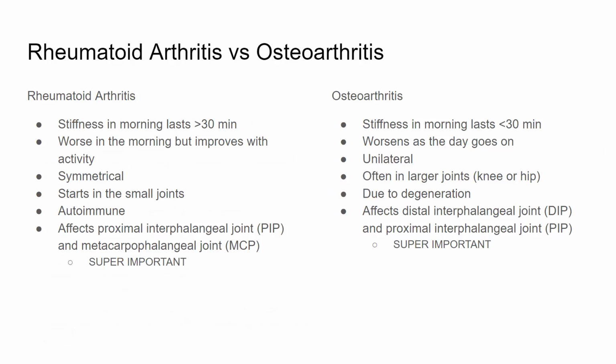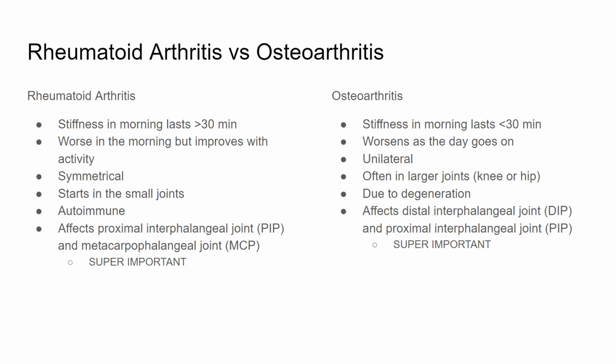Okay, so I know you guys have probably learned about this like a million times. You probably learned about it in foundations. You're going to learn about it now, and you're going to learn about it again next semester. You're just going to learn about it all the time. So these are really important things to differentiate between osteoarthritis and rheumatoid arthritis, or degenerative joint disease is what they call it now, I think.